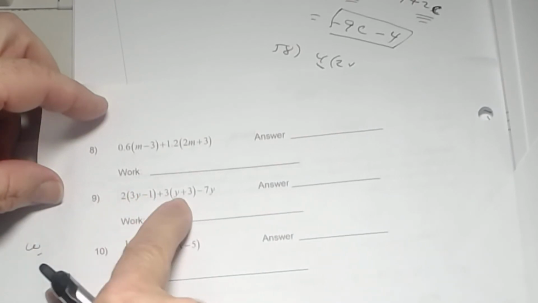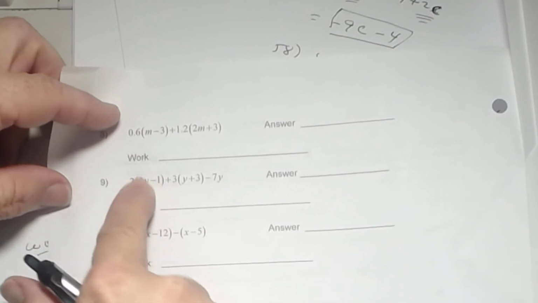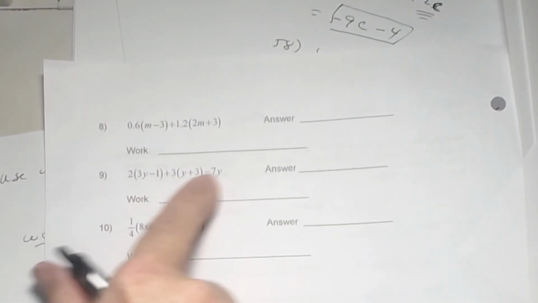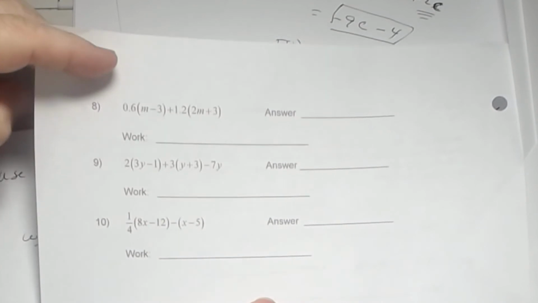So 0.6 times m, 0.6 times negative 3. Over here, how many terms though? Look at 9. This is how many right here that I'm pointing to. 5. Yeah, but this right here is 2. This is 2, and that's 1. So altogether it's going to be how many? 5. Okay. All right, you understand what I want for the work?